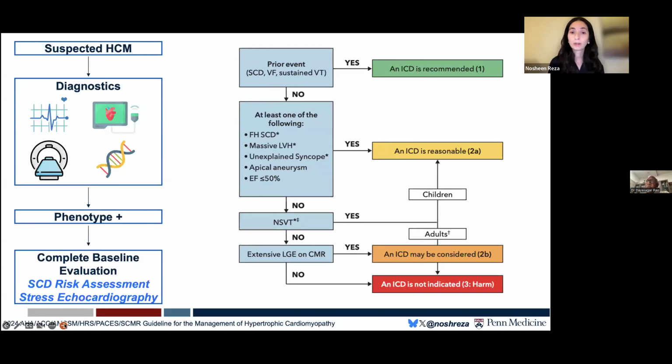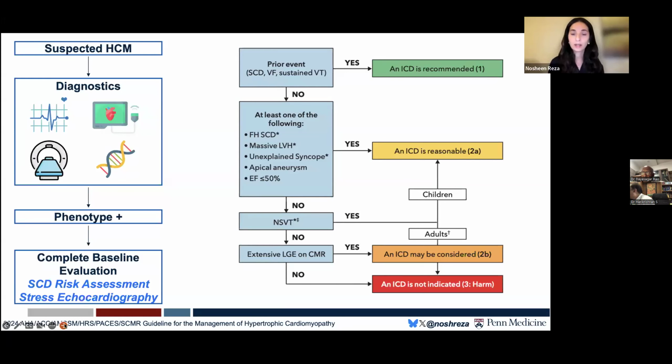If not, we have the following risk assessment factors: family history, massive left ventricular hypertrophy, unexplained syncope, apical aneurysm, or a low ejection fraction lower than 50%. In that case, we receive a 2A indication for an ICD. NSVT has been subsequently deprioritized in the sudden cardiac death risk assessment scheme.